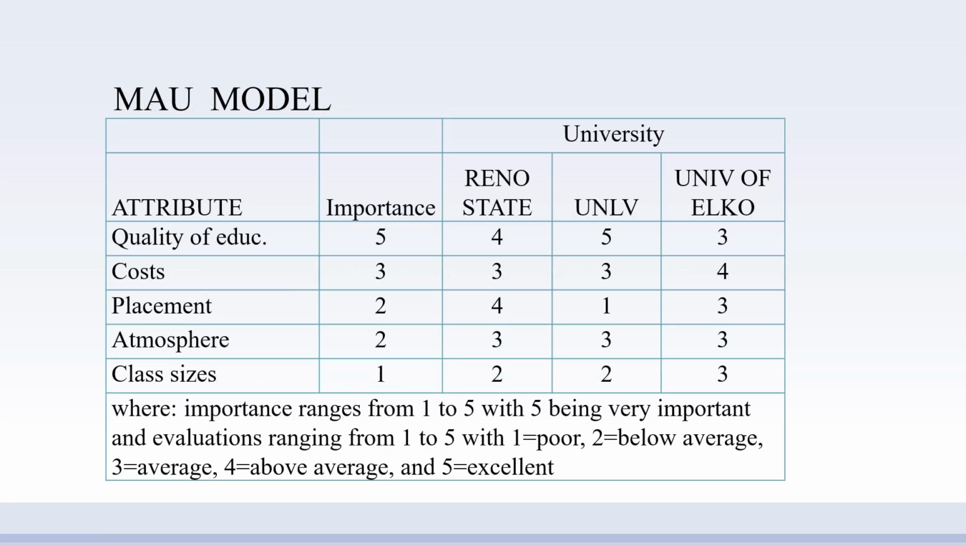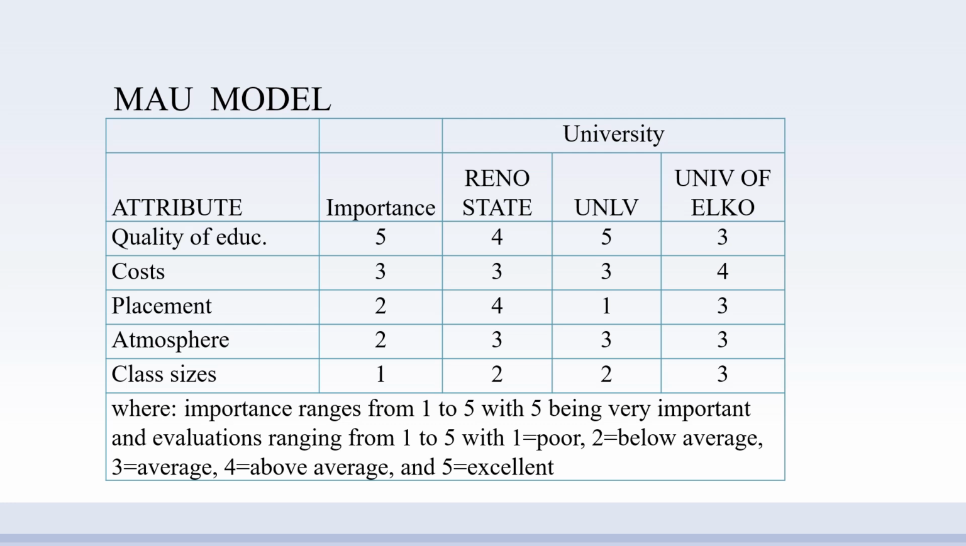So here I have a simple example. The example is our universities, three universities in Nevada. And as a parent, I'm trying to decide, and my child is trying to decide, which of these three schools to attend for college. The three alternatives are Reno State University, UNLV, and the University of Elko.